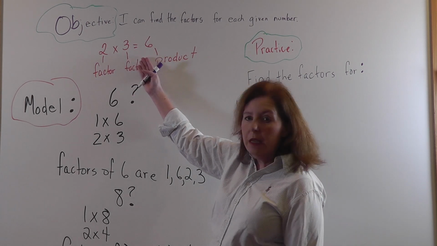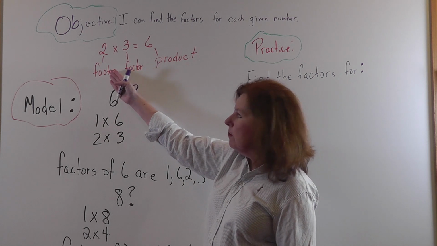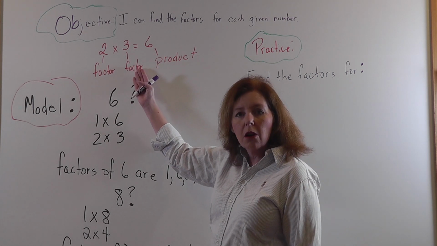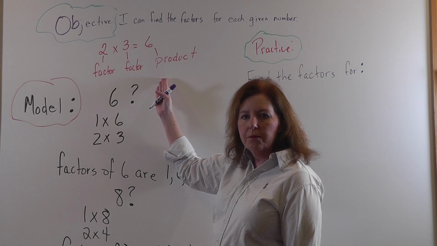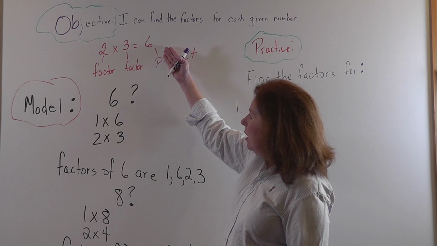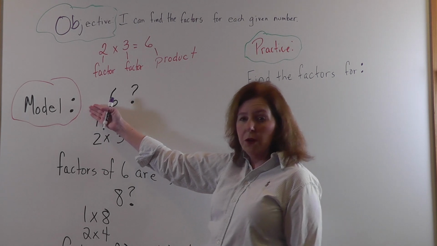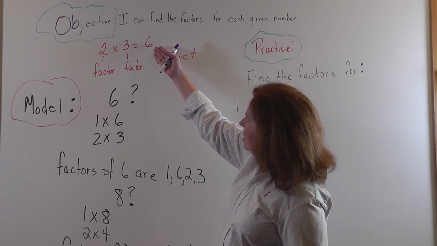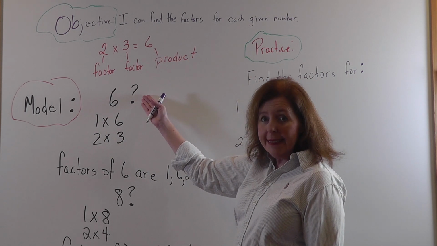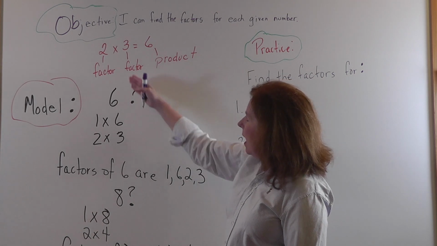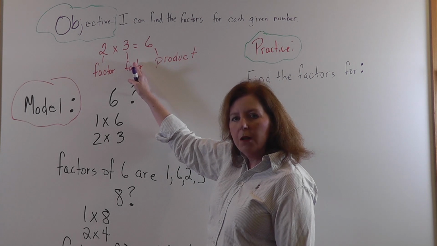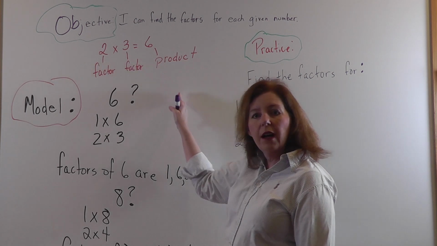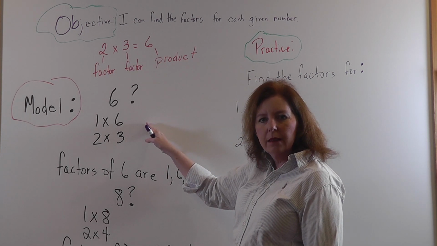2 times 3 equals 6. Well, the numbers that are being multiplied are called factors. And the answer is called the product. So I'm going to model for you right now. If I wanted to know the factors for 6, I need to find out what numbers can be multiplied to find the product 6.